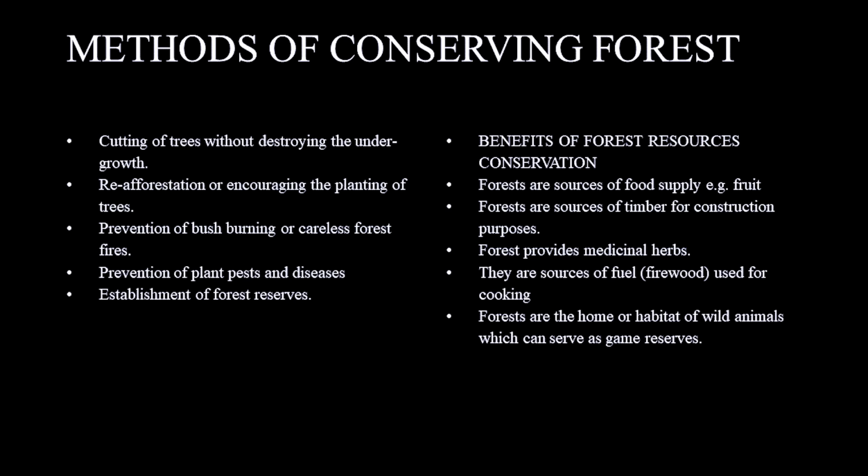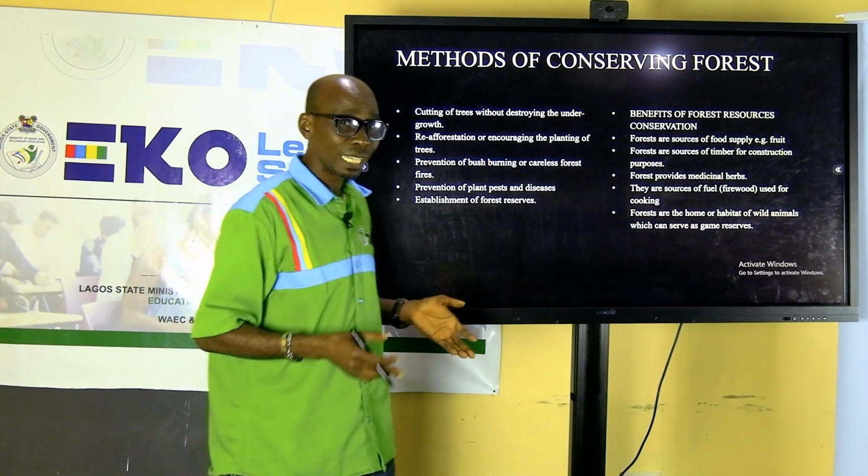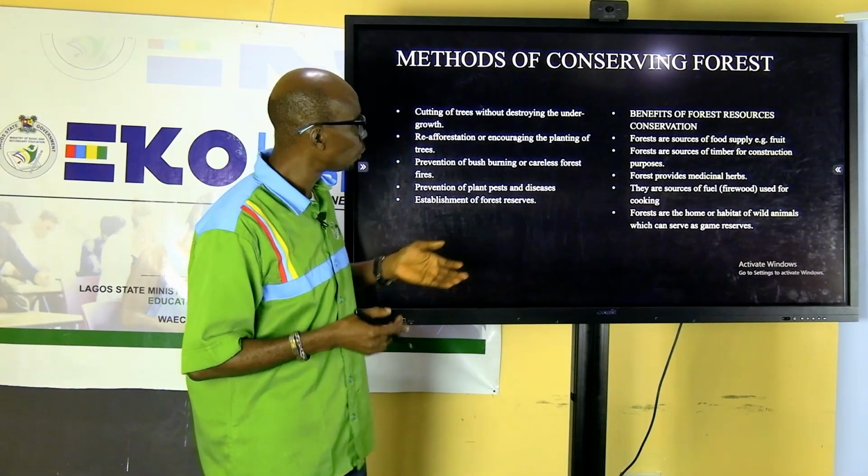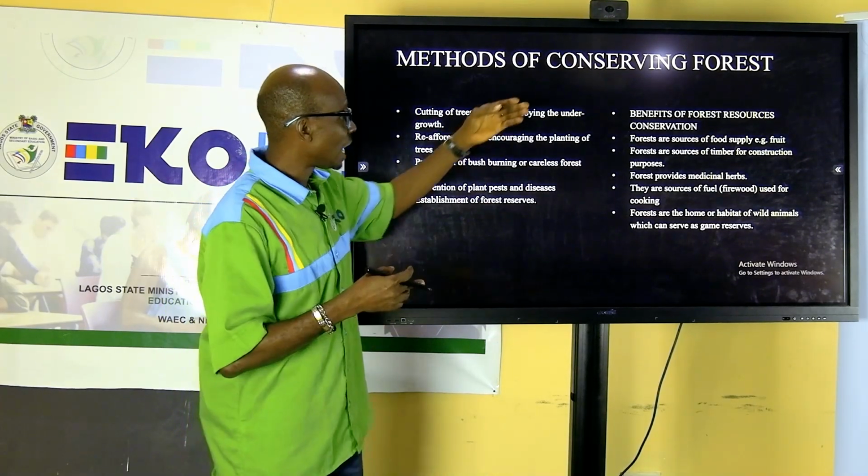We prevent bush burning, and practice reforestation. When we cut one, we plant another one. We allow our trees to grow. Then prevention of plant pests and disease. Then establishment of forest reserves, basically for growth of new trees. All these are some of the ways we can conserve our forests.